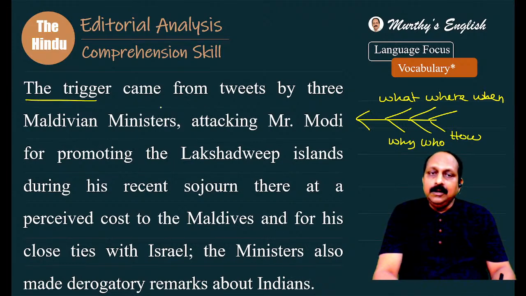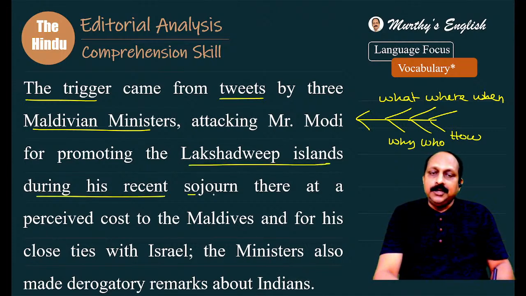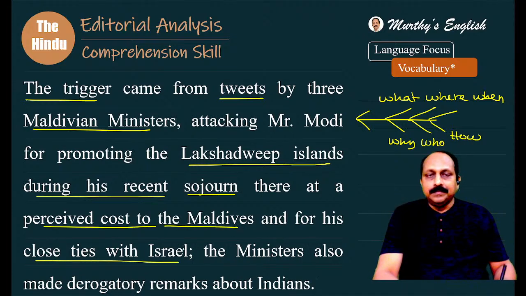The trigger came from tweets by three Maldivian ministers attacking Mr. Modi for promoting the Lakshadweep Islands during his recent sojourn there at a perceived cost to the Maldives and for his close ties with Israel. The ministers also made derogatory remarks about Indians. There are two things over here about the Prime Minister. What are the two things?